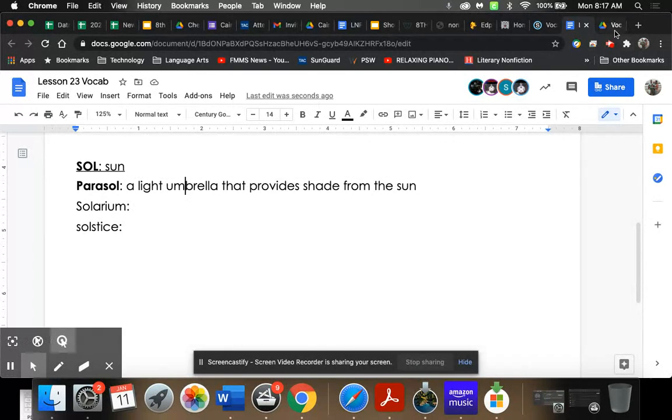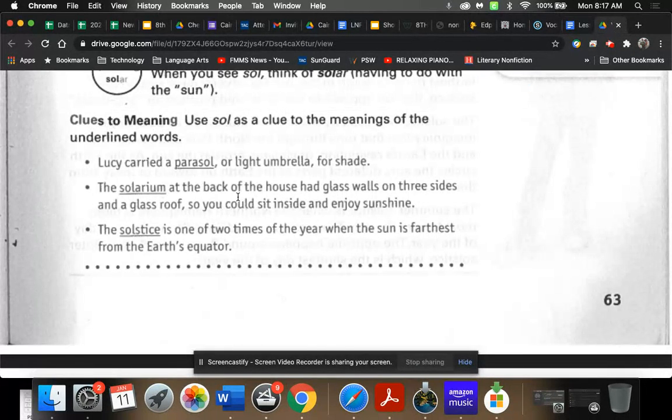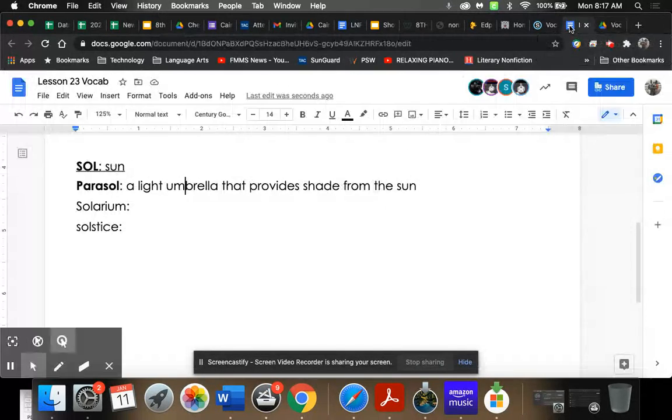Okay, the next word is solarium. And I will say my new house has somewhat of a solarium, and it's my favorite room to read in. It says the solarium at the back of the house had glass walls on 3 sides and a glass roof, so you could sit inside and enjoy the sunshine. A solarium is essentially a sunroom. A sunroom.